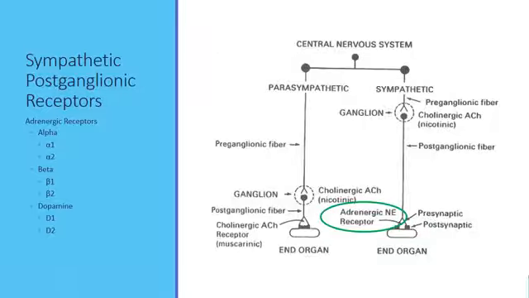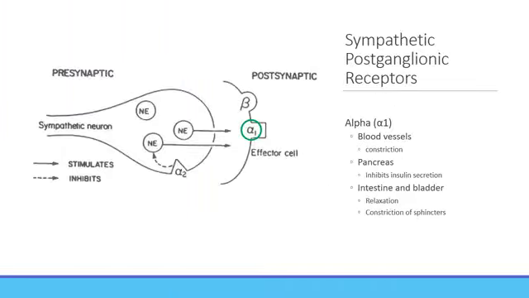So let's start by looking at some of the sympathetic postganglionic receptors. Remember, these are receptors that reside on the end organ directly, and so these are all the adrenergic type receptors. So hopefully you're familiar with these. These are the alpha-1, alpha-2, beta-1, beta-2, and then also dopamine 1 and 2 are in there as well. We're going to primarily focus on alpha 1 and 2 and beta 1 and 2. So we'll start with the alpha 1 receptors.